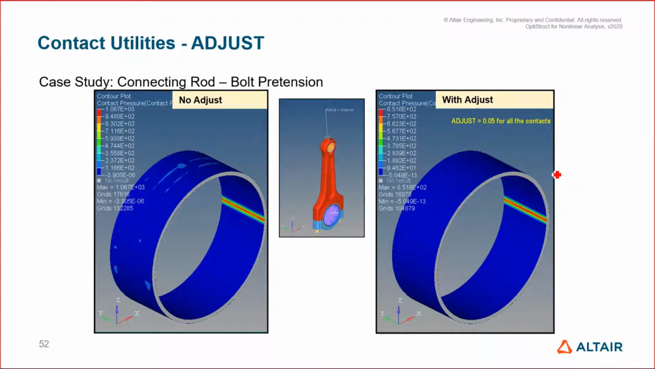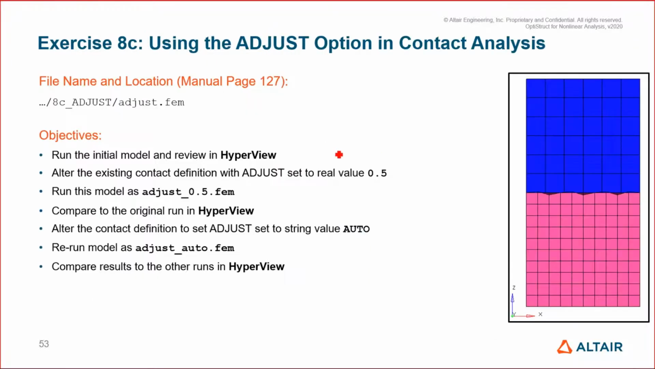Right. So this is an example of adjust. You see there's initial penetration at these areas here. Okay. So once it's adjusted, then you see it's better now. So there's no initial gap or initial penetration. Right. So let me show you adjust.